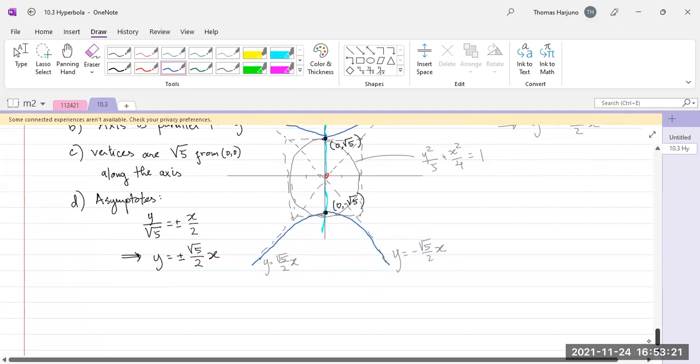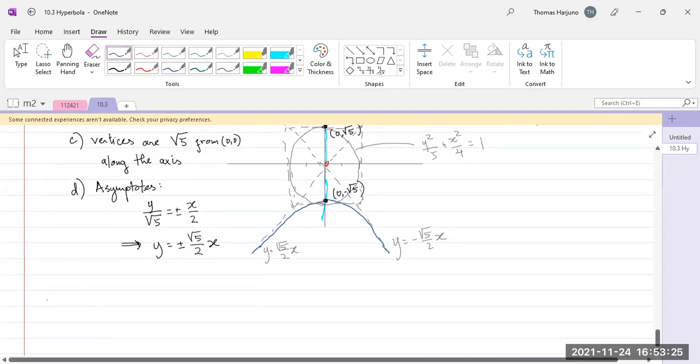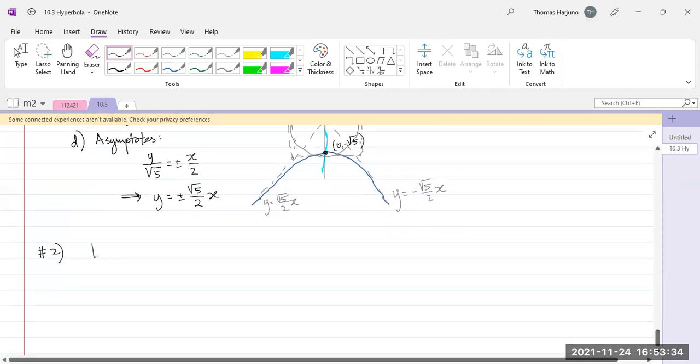Okay, let's do more. Let's say for example number 2. Let x squared over 7 minus y squared over 3 equals 1.